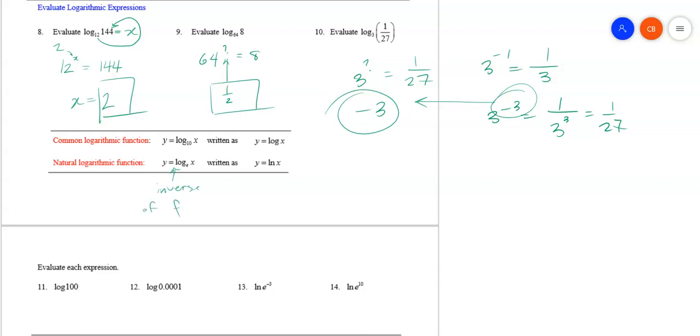The inverse of this function, f of x equals e to the x, would be f inverse of x equals log base e of x. Since these are inverses of each other, and this is the special inverse for this nice thing, e to the x, we will write it as ln of x.